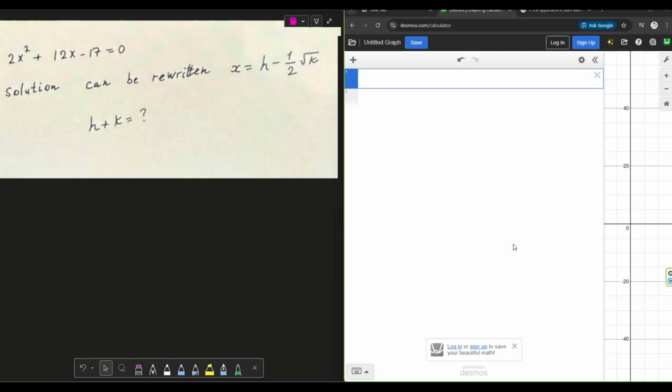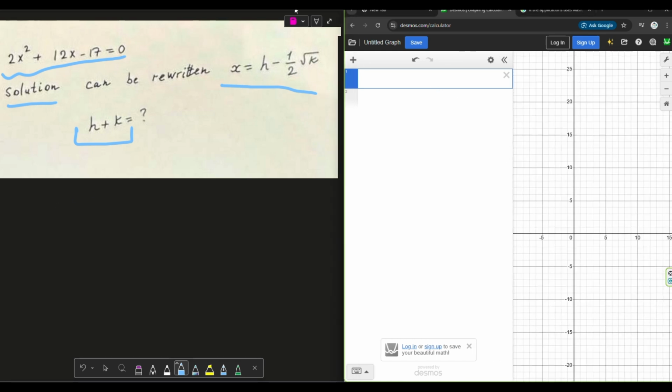Okay, let's try to solve this question now. This is a really, really interesting topic on the SAT, and you can actually solve this using Desmos. Now, we are told that the solutions of this equation equal this one. It's one of the solutions. And we are asked for the value of h plus k. Now, for us, a solution is considered, let me actually demonstrate it to you.